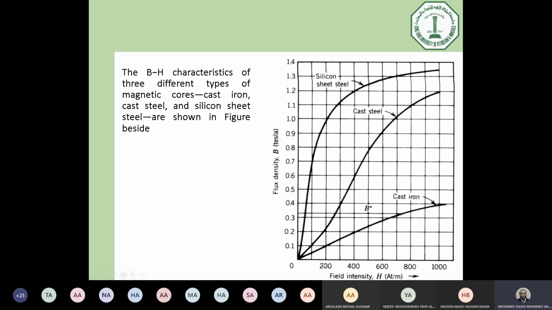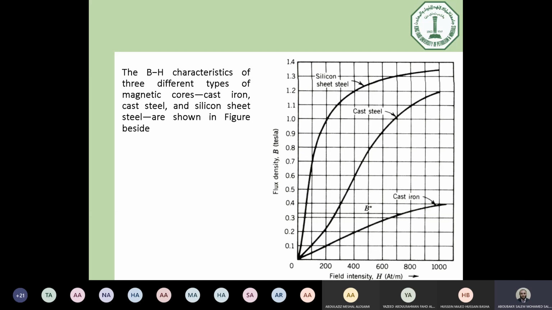If we compare the three materials, for instance, at 200 ampere turn per meter, at this value, which material can produce higher magnetic flux density? Hi, guys, it's a question for you. Which material of the three can produce higher flux density at 200 ampere turn per meter? Silicon? Yes, silicon steel. So we will prefer silicon, and be sure it's silicon sheet steel.